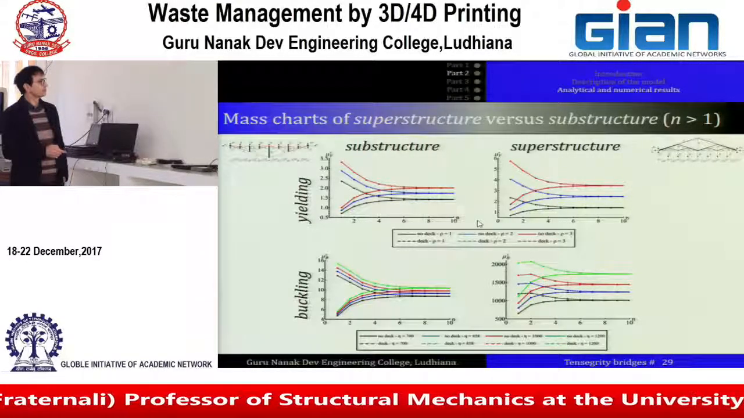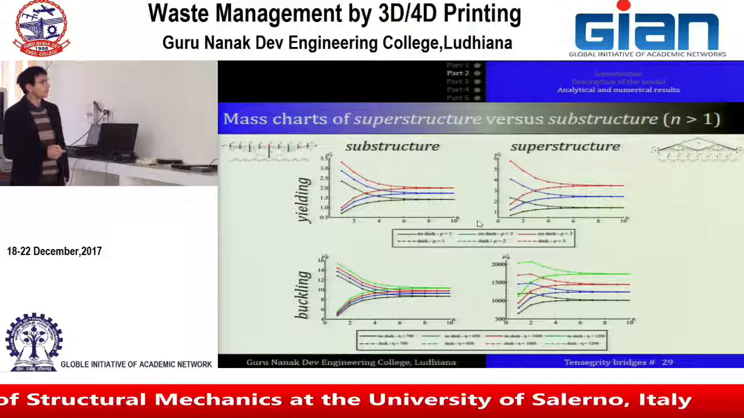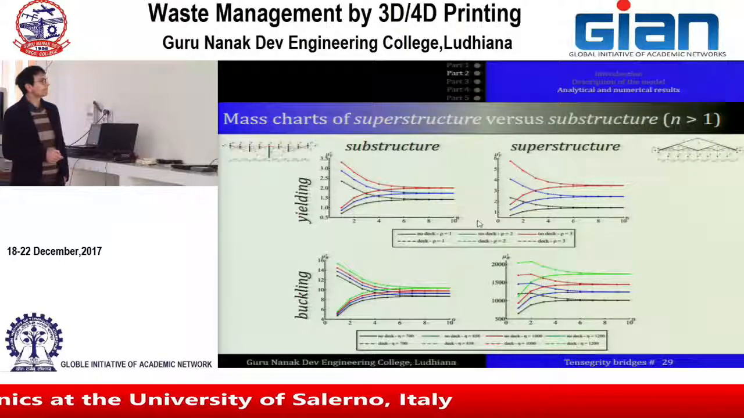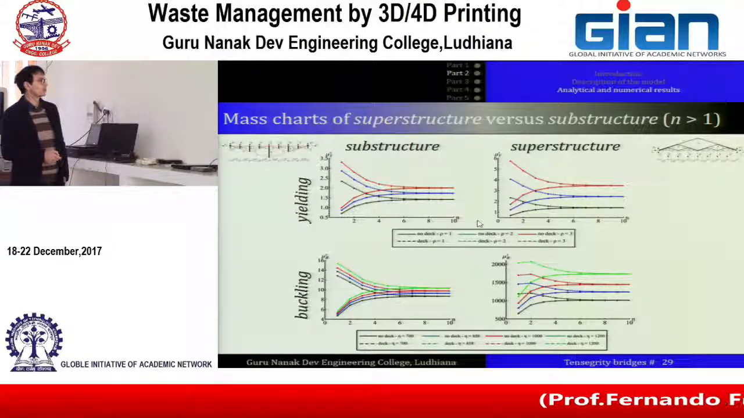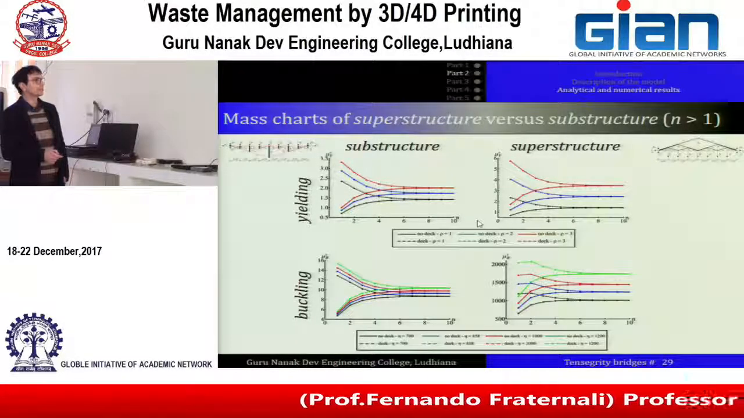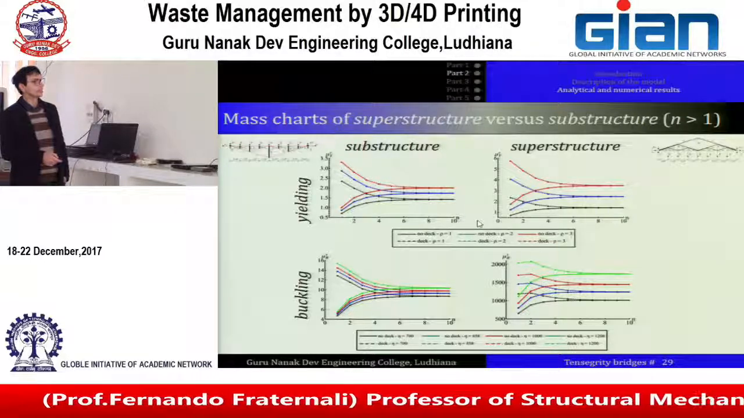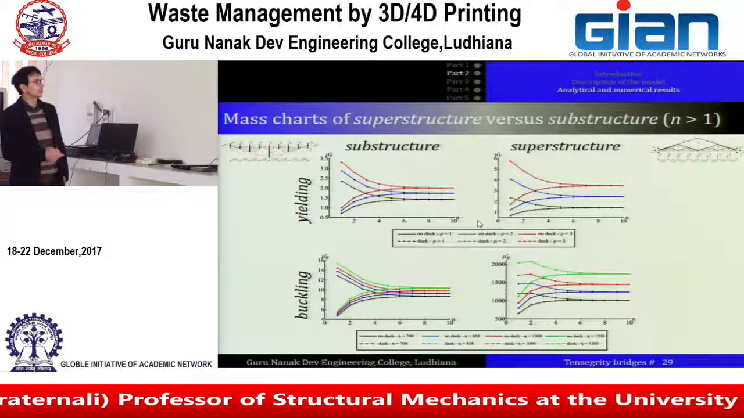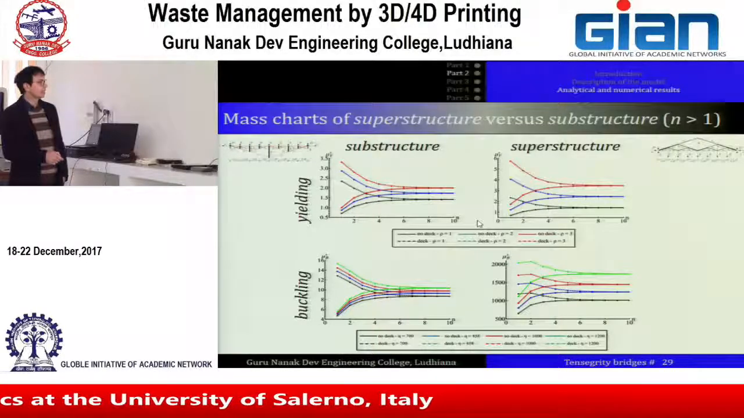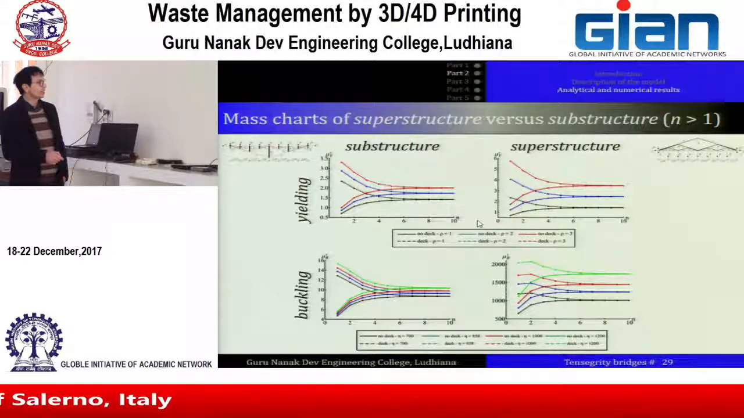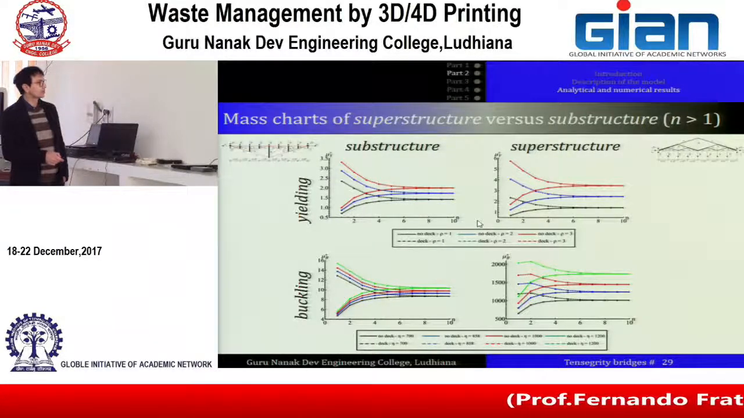So the minimum mass is always that of the substructure. You see that the numbers are pretty much lower here than here. This is the superstructure, this is the substructure. You just can look, it occurs for those.